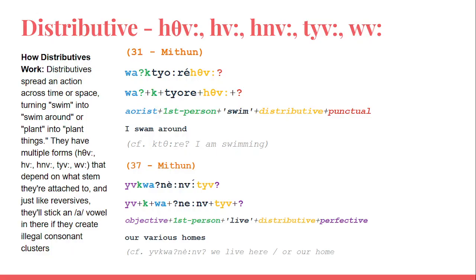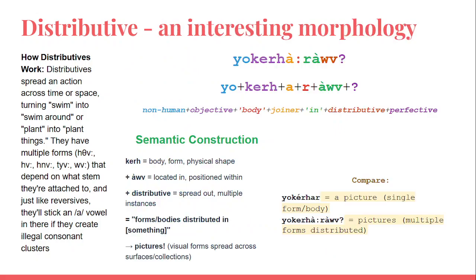This is why I love the polysynthetic nature of this language, because it just expresses things so deeply, and you can see how beautiful words can get. It's like this whole entire thing right here means our various homes. Isn't that so cool? This is such a cool language.